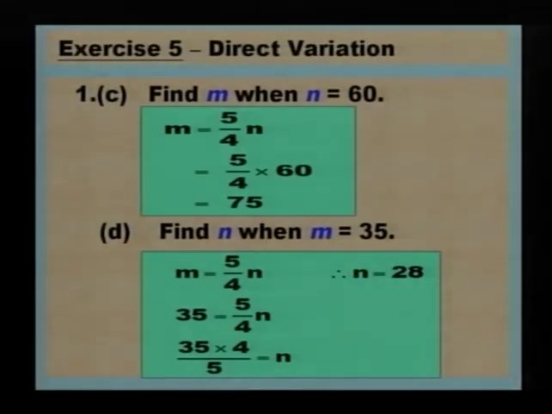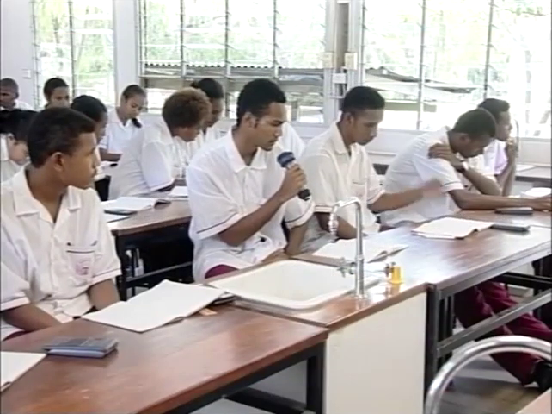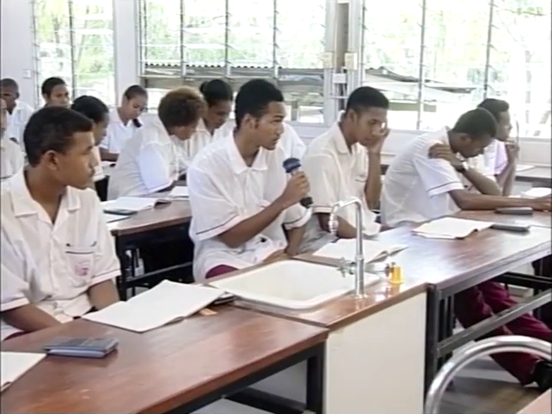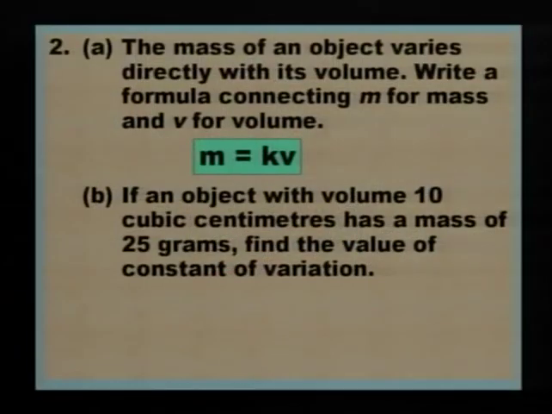2A? The mass of an object varies directly with its volume, right? The formula connecting M for mass and V for volume: M equals K times V. Okay, M equals K times V. Next one, B? The value of the constant equals 2.5. 2.5 is correct.